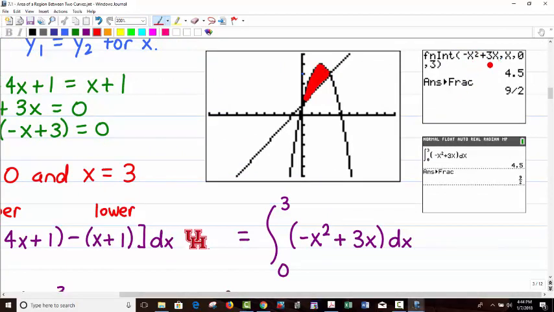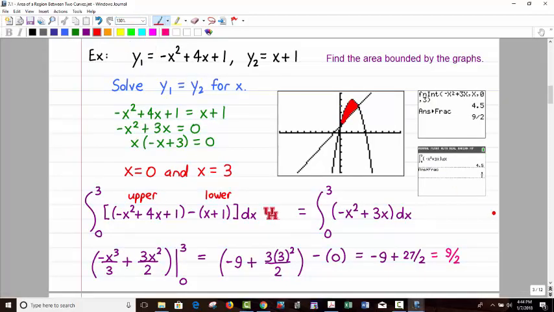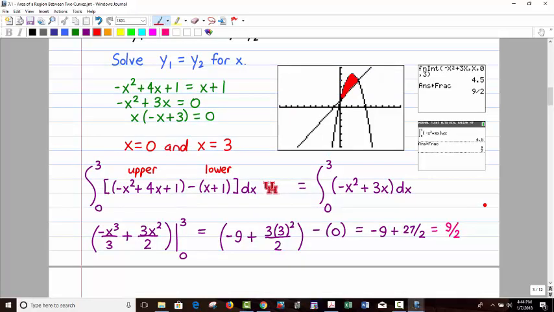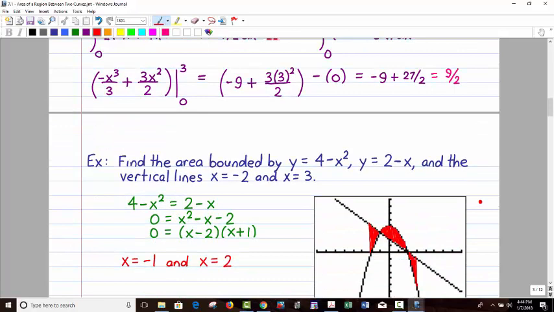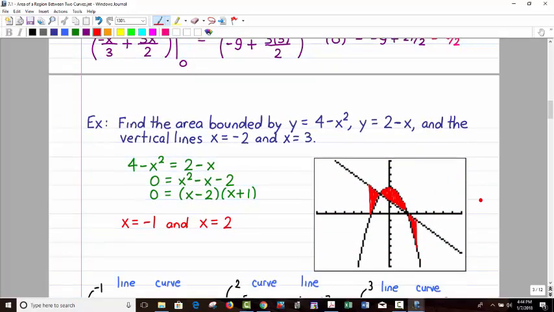Obviously, a lot of these notes were created with the older operating system, and now I've added in the newer one. So there it is, 4.5, which is 9/2. I got 9/2 manually, so everybody gets 9/2, and we're happy. 9/2 it is. All right, now this one's a little creative here.